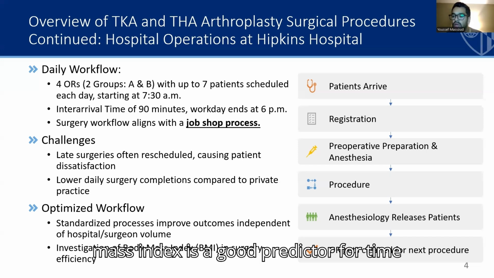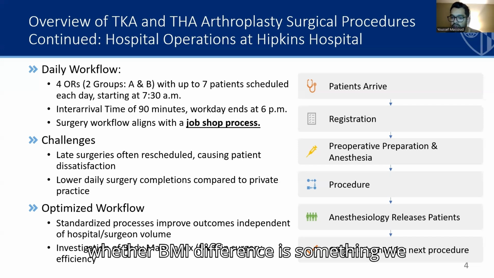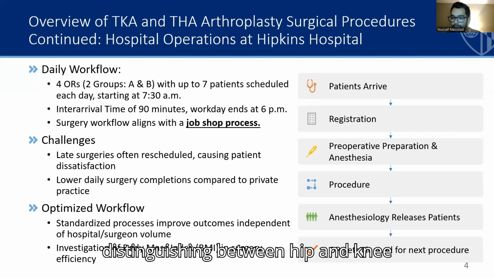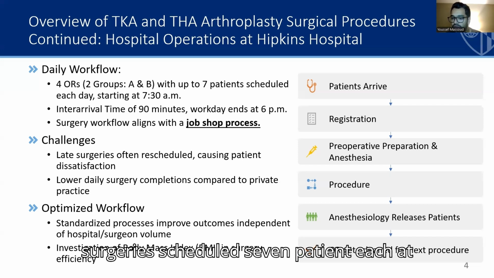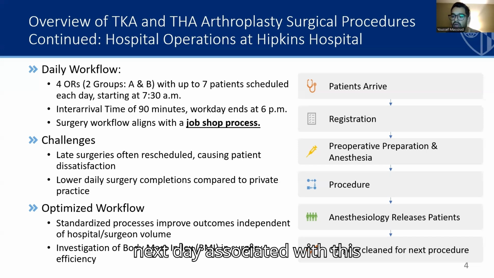and quality of care. Furthermore, Canuja has found that body mass index is a good predictor for time of surgery, but there is a question of whether BMI difference is something we can exploit operationally. We will not be distinguishing between hip and knee surgery. We schedule 7 patients each at 7:30 a.m., and if a patient is unable to receive surgery, they are bumped to the next day, associated with dissatisfaction.